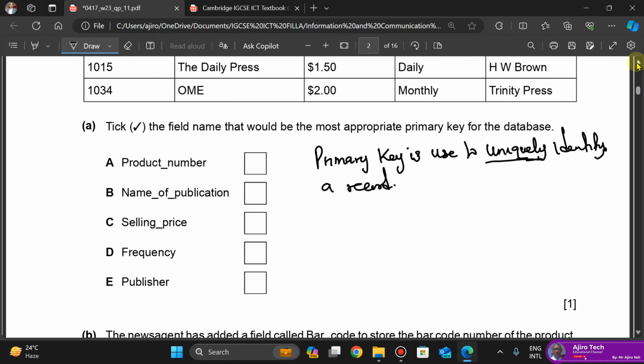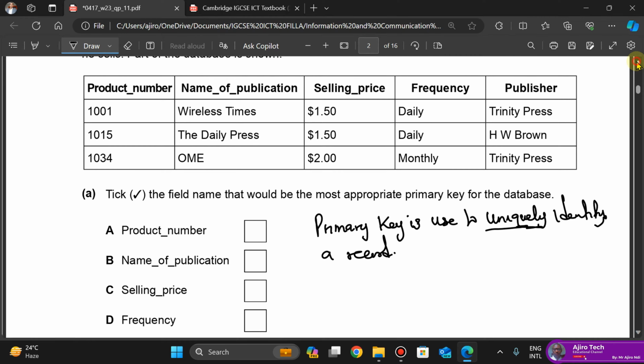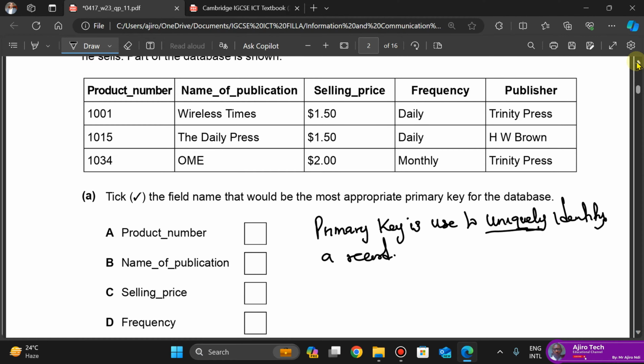So looking at this question right now, tick the field name that will be most appropriate key for the database. Looking at all this: product number, name of publication, selling price, frequency, publisher. The only one here that I see as a primary key is the product number, because there is no repetition. You can have the same selling price, you can have the same name of publication, but you can never have the same product number. So this is going to be the answer. I'm just going to check this. Hope that is clear.